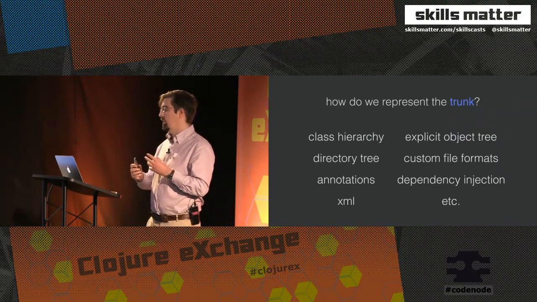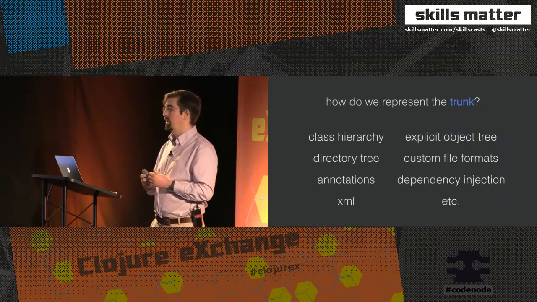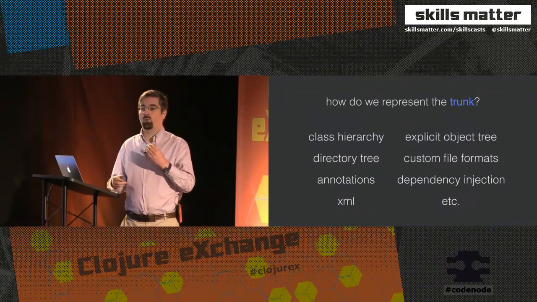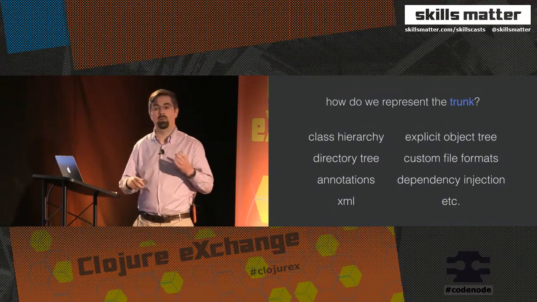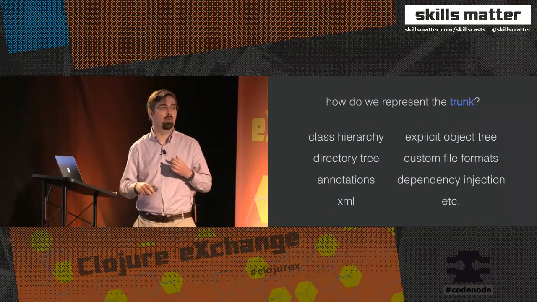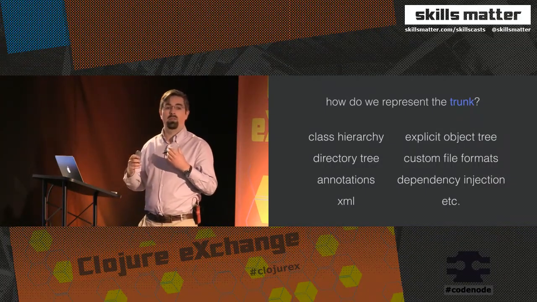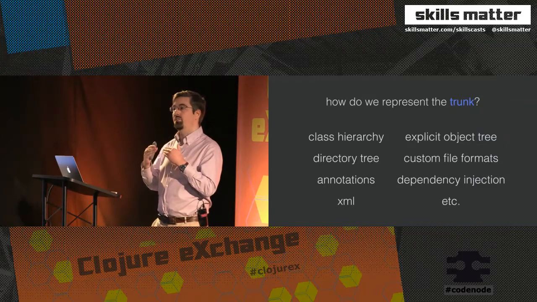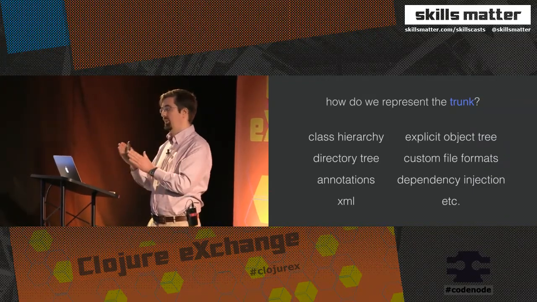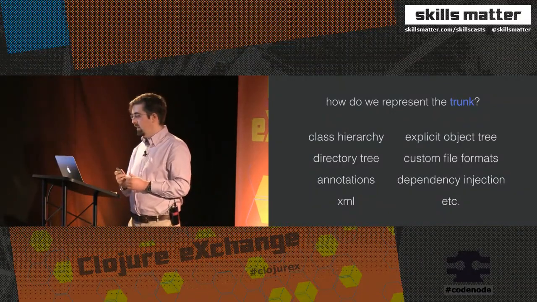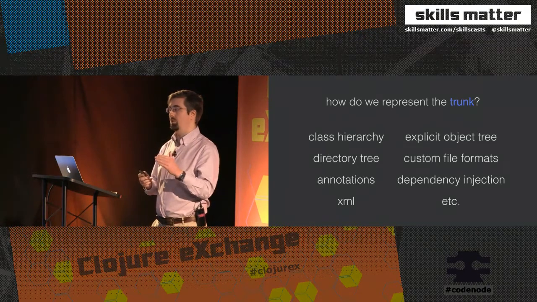And in a lot of frameworks, they're kind of a hodgepodge of ideas. Ruby on Rails and Django use the file system, but they also use the class hierarchy a bit, and they also use custom file formats. There's no real clear indication of where things start and where things end. So maybe we can do better. Maybe we can have a very clear definition of where the framework starts and where it ends.